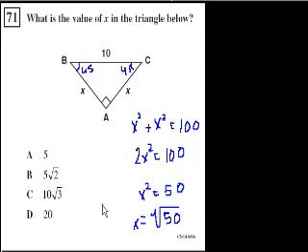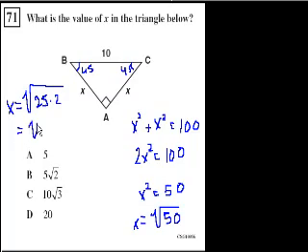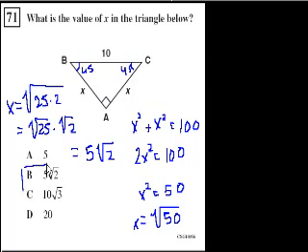Let's see, is there anything that we can do here to simplify it at all? So let me think. x is equal to the square root of 50. Oh, sure. 50 is 25 times 2, right? So that's equal to the square root of 25 times the square root of 2, which is equal to 5 times the square root of 2. Choice B.